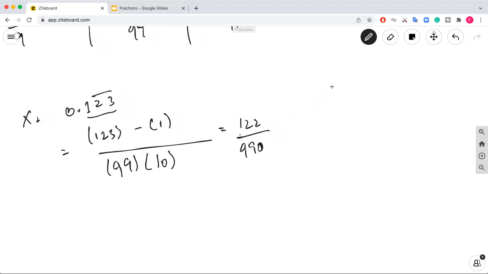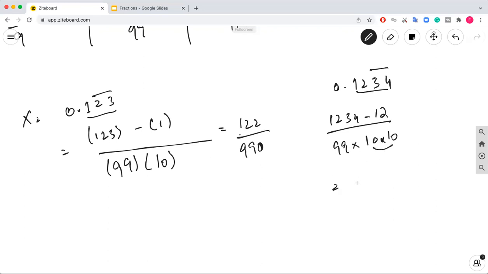For example, if I just modify this question to 0.1234 and I have the bar only over 34, how can we do this? Total 1234 minus non-repeated 12, divided by 9 two times, and 2 non-repeated digits, so 100, that is 9900. Whatever the value is, that will be 1222 over 9900. Isn't this a very quick method to solve this question?